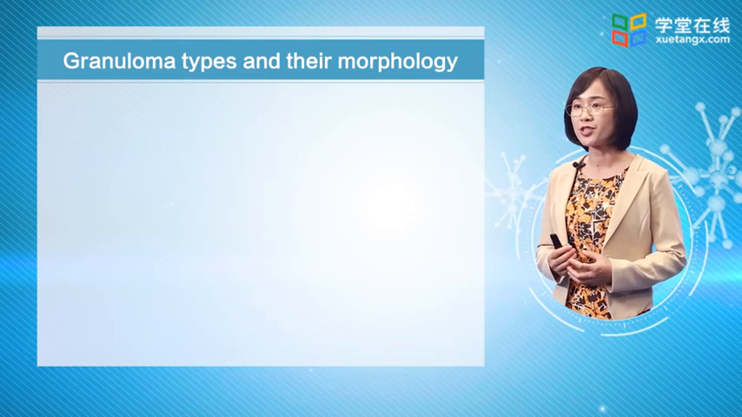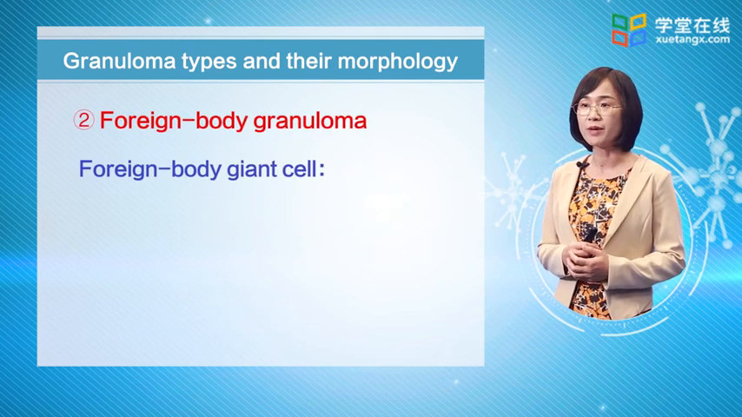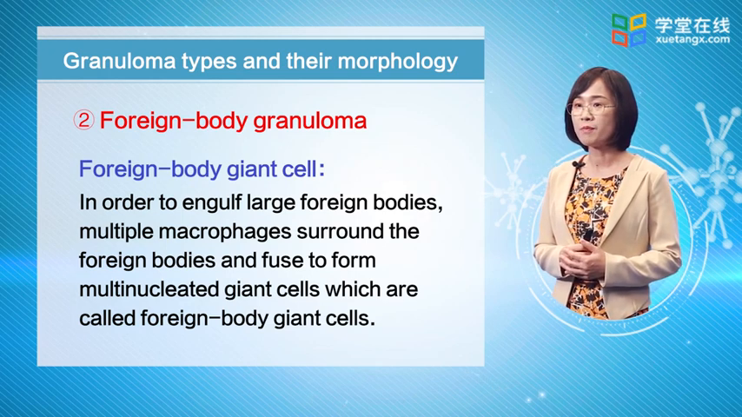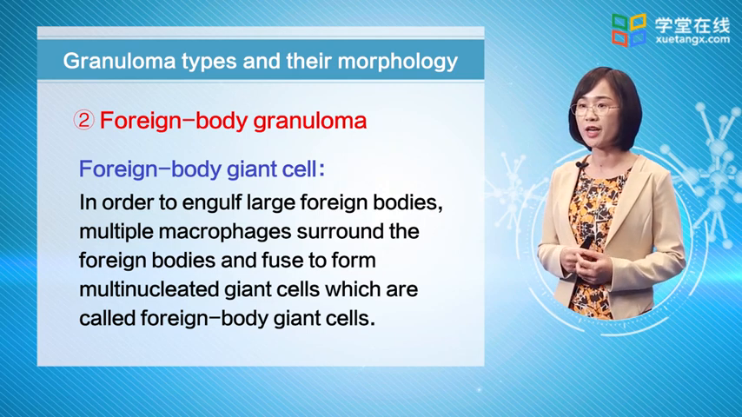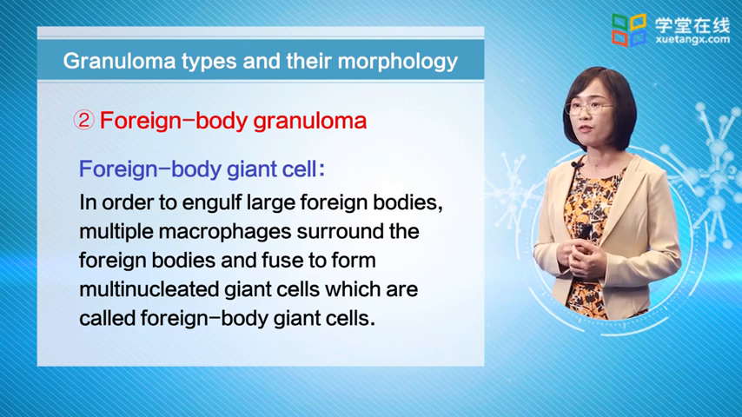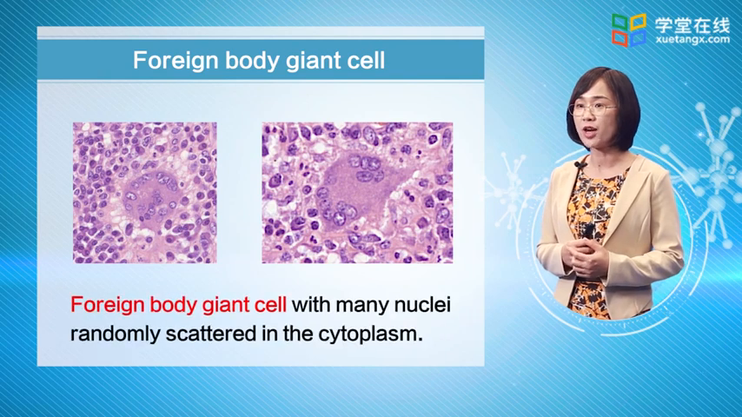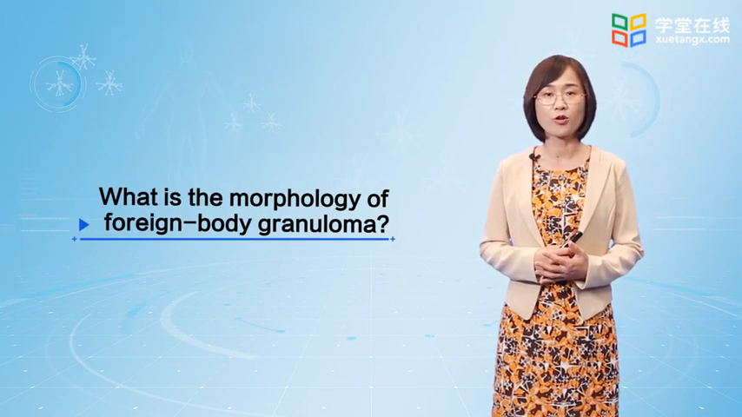The foreign body giant cell is the main and characteristic component of foreign body granuloma. In order to engulf large foreign bodies, multiple macrophages surround the foreign bodies and fuse to form multinucleated giant cells, which are called foreign body giant cells. Microscopically, the foreign body giant cell has many nuclei randomly scattered in the cytoplasm, within which we can sometimes find the engulfed foreign body.